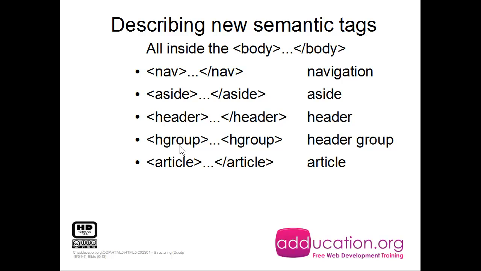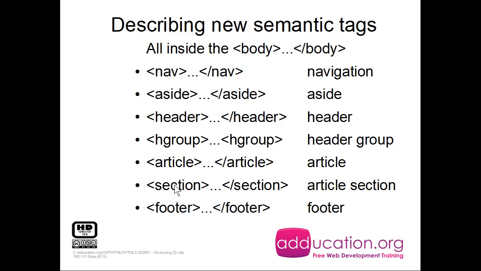Then we have an article. Article is the text that you want to display for the user to read. We have a section. A section is a part of an article. So an article can contain multiple sections. And at last comes the footer. The footer is on the bottom.